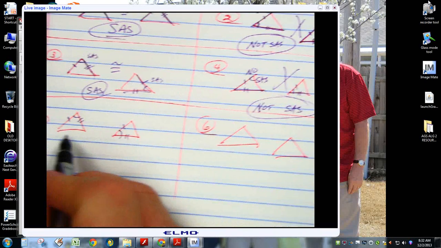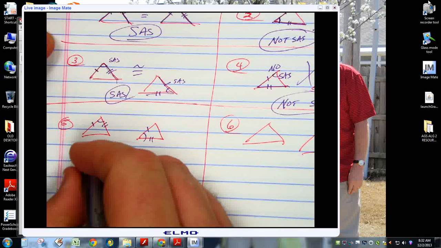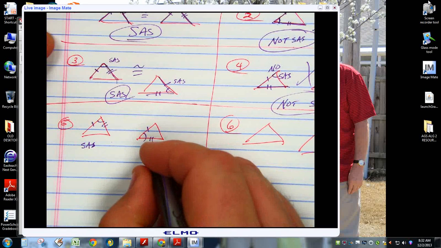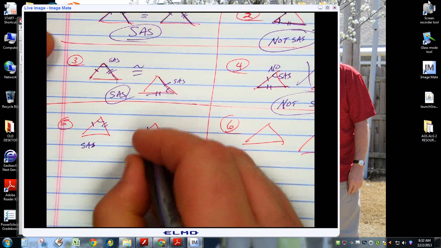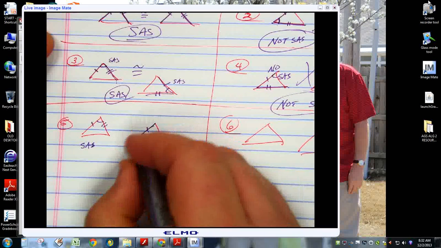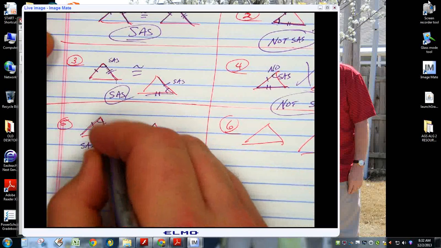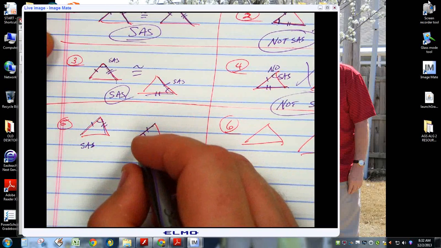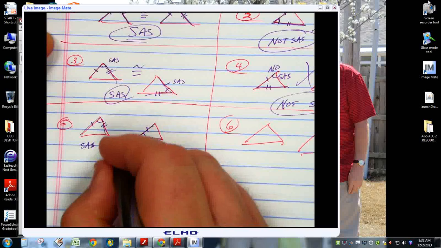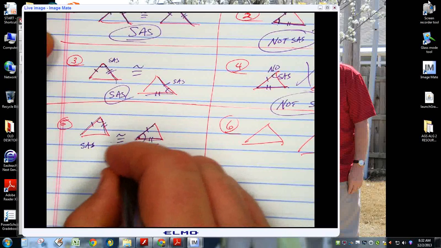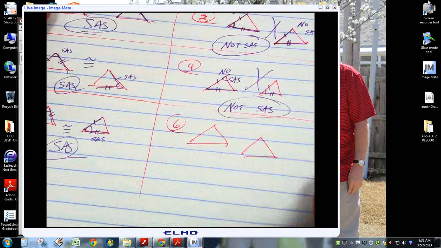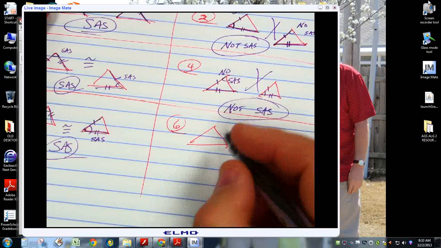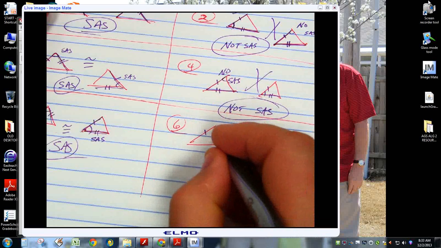Do I have side angle side here? Yes. Do I have side angle side here? No. Oh, I do, don't I? Yes. Draw the two sides. Do they draw the angle that's congruent? Yes. So they are congruent by what? Right here. Do I have, well, I haven't drawn anything yet, have I?